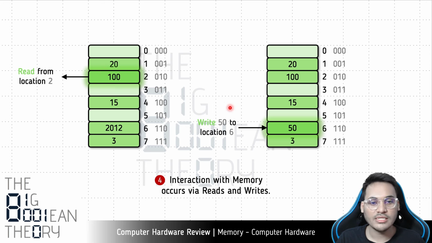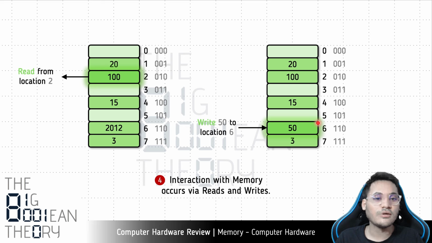The other operation is the write operation. Here, instead of getting a value, we want to place a new value into the memory. This write operation says write 50 to location 6. While writing, you also have to supply the data along with the address. In a read operation, you only need to supply the address. In a write operation, which is kind of obvious, you also have to supply the data. Initially the value 2012 was present at this location, and when this operation happens, that value will be overwritten and the new value, 50, will be placed in this location. This is how interaction with the memory takes place in the form of reads and writes.